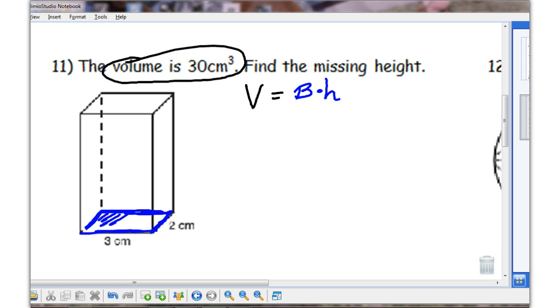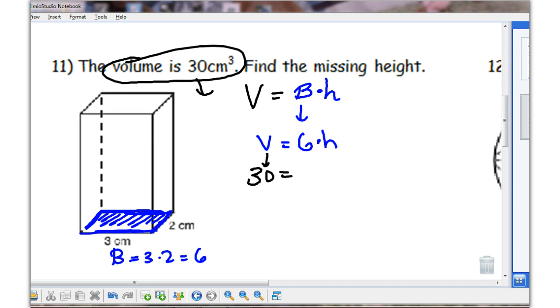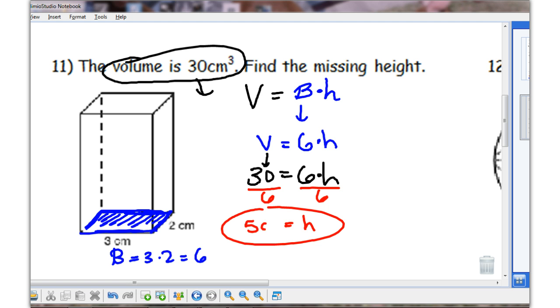So we just need to figure out the area of this base, and it's 3 times 2, so that's 6. So the area of the base is just 6, and we're going to keep going with what we know here. They told us that the volume is 30, so we put that in for the volume, and we have that's equal to 6 times h. So now we're going to undo multiplication by 6 by dividing by 6, and hopefully you should see pretty quickly that h is going to be 5, and that would be centimeters. Put that back in there, you could double check. Length times width times height. 3 times 2 times 5 is how that works.